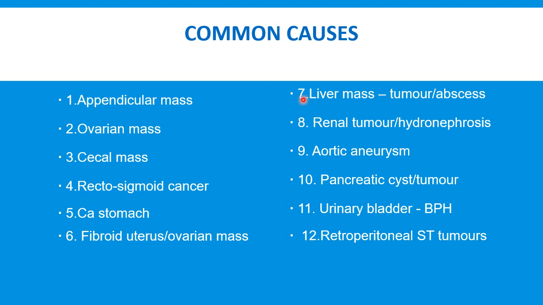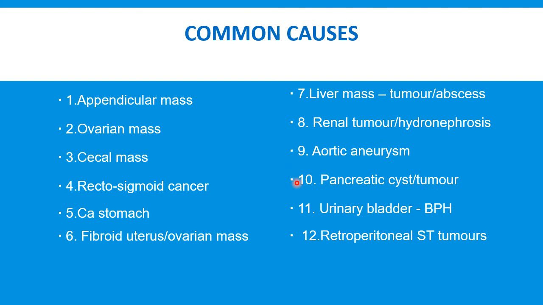Then you have liver masses: tumor, abscesses, or massive hepatomegaly, renal tumors, and hydronephrosis. The common cause of hydronephrosis used to be obstruction due to stones. Then you have aortic aneurysm, which is mainly on the left side of the abdomen, slightly to the left of midline, and is usually due to abdominal aortic aneurysm. So these aneurysms are usually pulsatile in nature, and they also may have a systolic bruit over them.